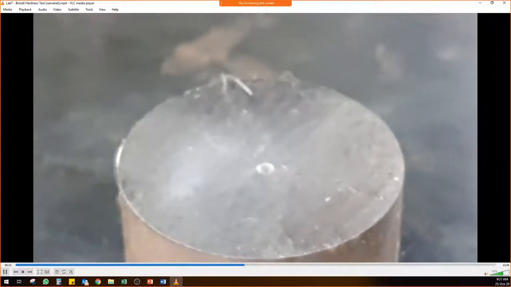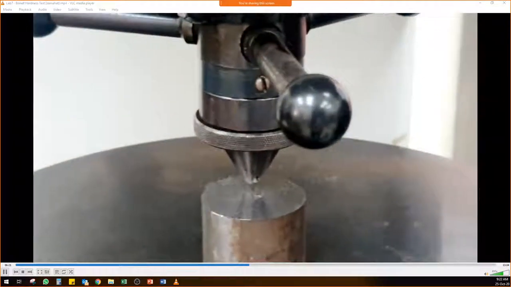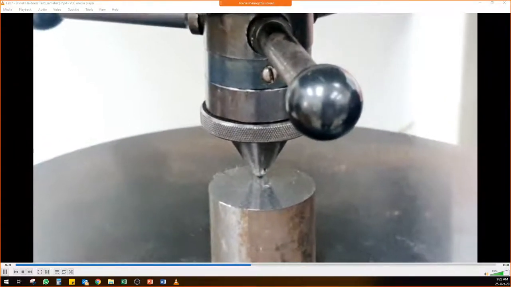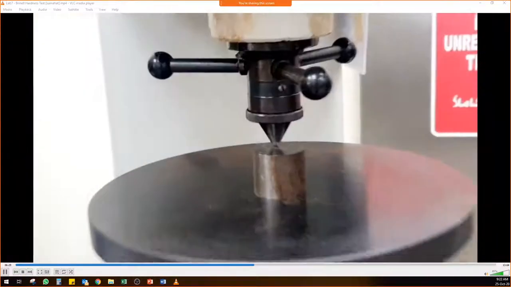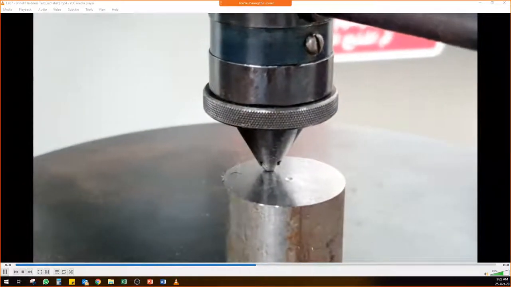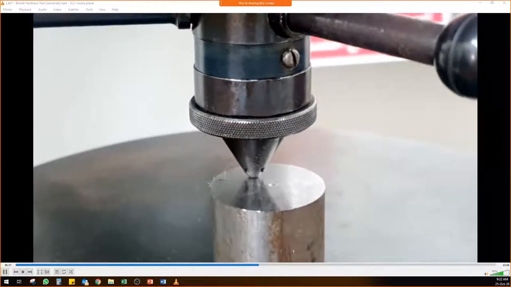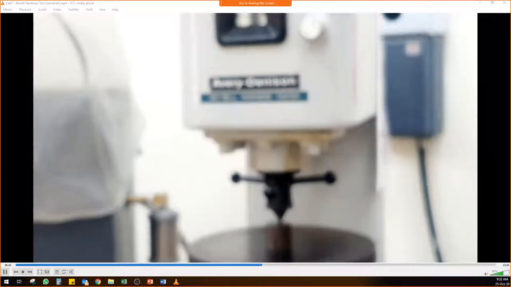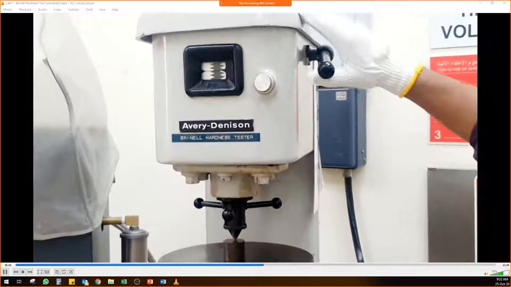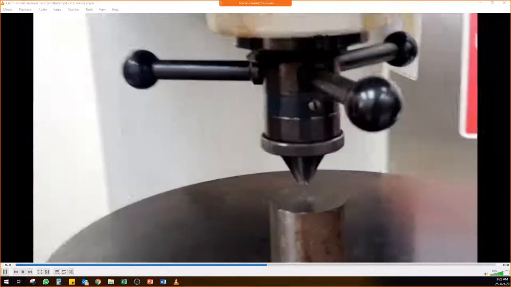But in order to make sure the reading is safe, we will take three different values. So, or two different values. Let's take another value just to make sure we have the right one. We'll adjust the table, then we will press down the lever, and the machine will press on the sample here, and this will be held for 15 seconds approximately. And then we can release it. Okay. Now we have two defects and we can measure their diameter.